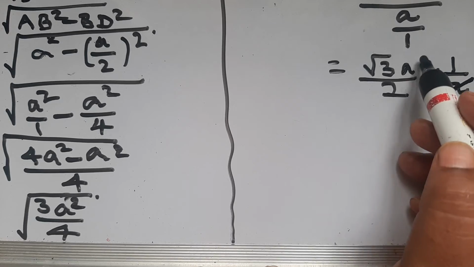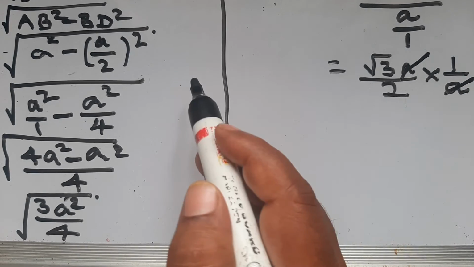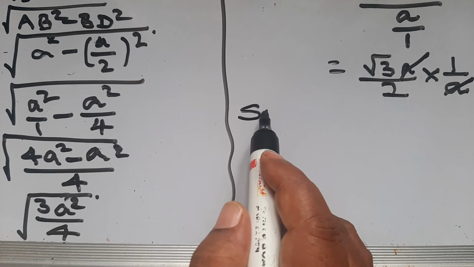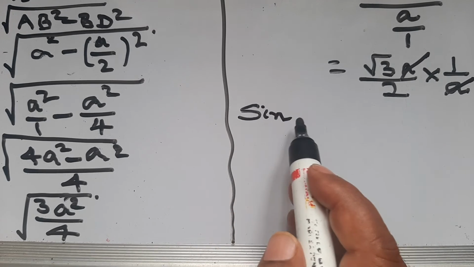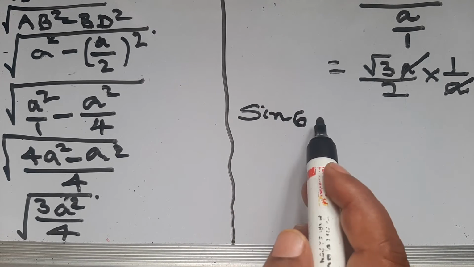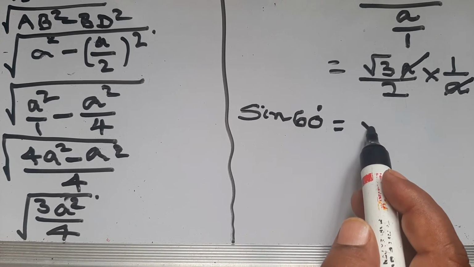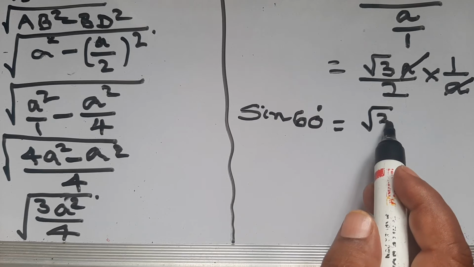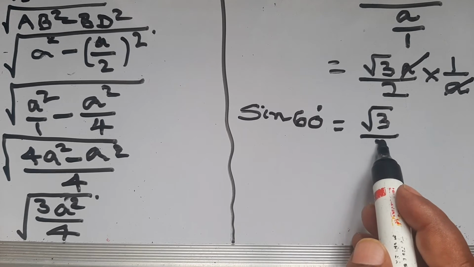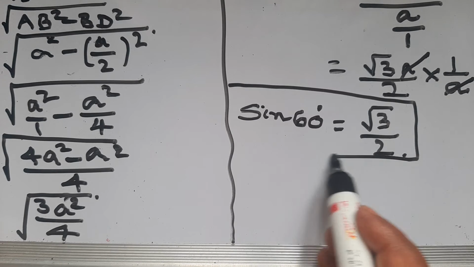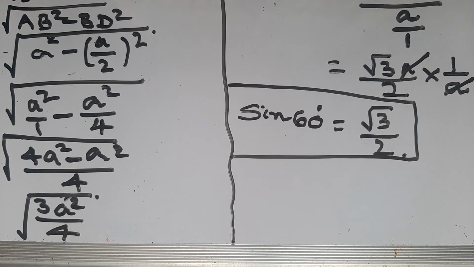Now, a gets cancelled. Now, sin 60 degrees is equals to root 3 by 2. So, this is the answer, sin 60 is root 3 by 2. How to prove? Okay, children.